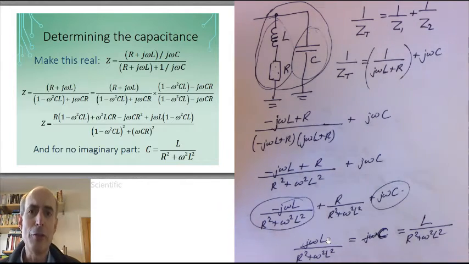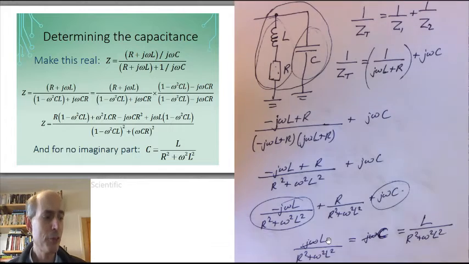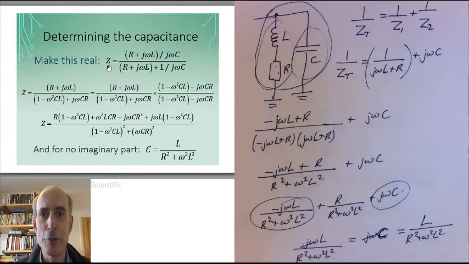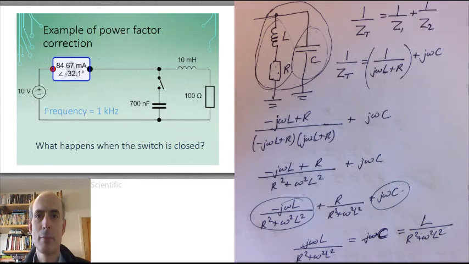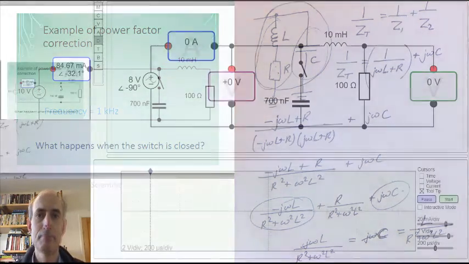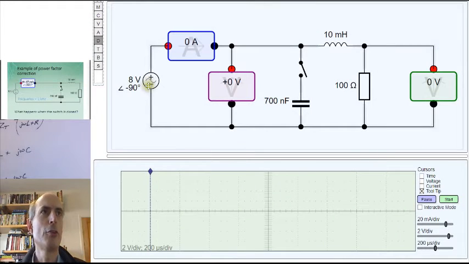Still takes a few lines of algebra to go through, but I think that's an easier way of doing it than just plunging through and trying to work out the real and imaginary parts of the total impedance. We can see an example of this working in the simulator. Here I've got an alternating source feeding a load, which is an inductor in series with a resistor.